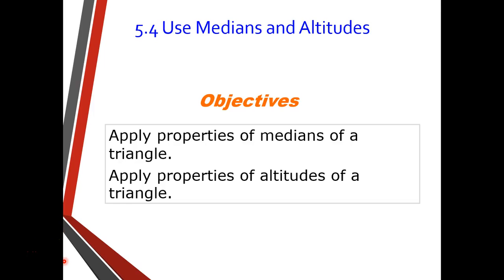Hey geometry class, in this section 5.4 we're going to be looking at something called medians and altitudes. In the last two sections we have studied a little bit on different, I'm going to call them centers of triangles. We've looked at angle bisectors and perpendicular bisectors of the sides and angles of triangles and how they all come together to one point inside or outside or on the triangle.